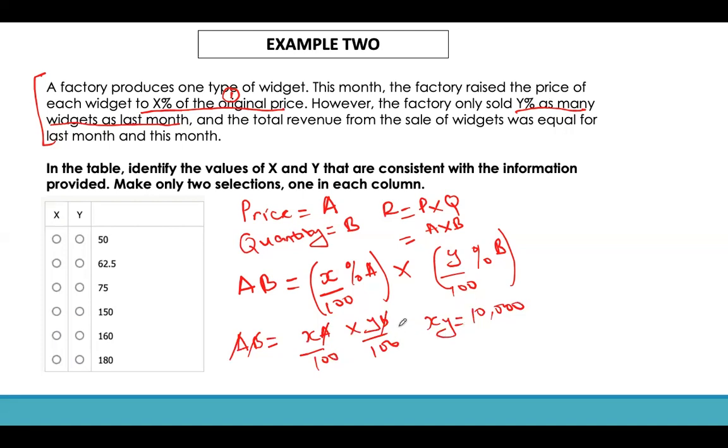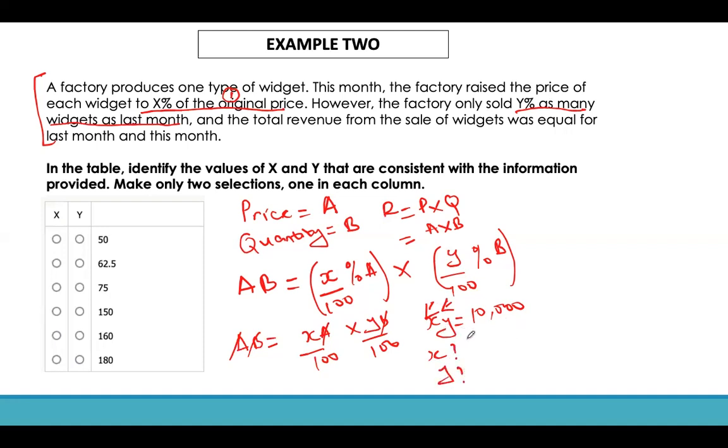This is straightforward mathematics, all right? So in the table, identify the values of X and Y that are consistent with the information provided. Make only two selections, one in each column. So we have X and Y, and the product of X and Y in this case is 10,000. So we have to find what X stands for and what Y stands for.